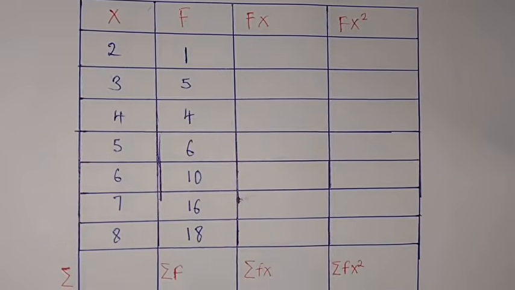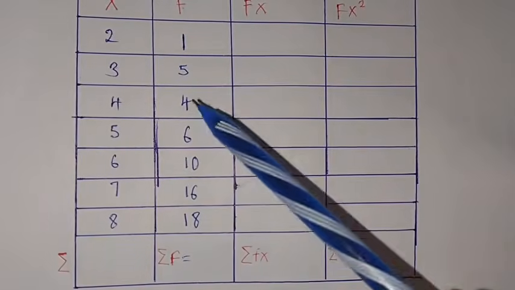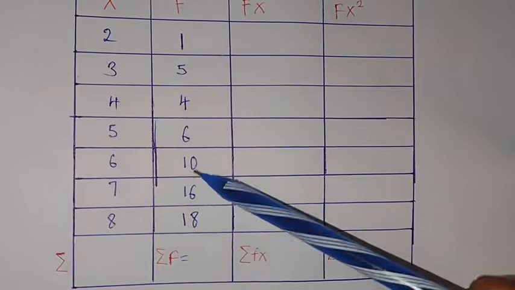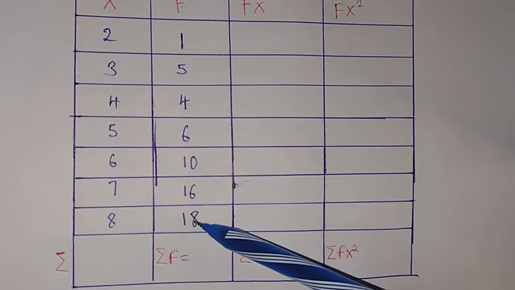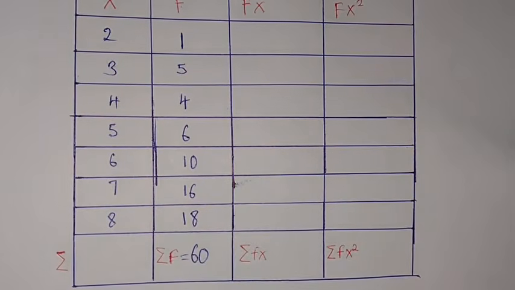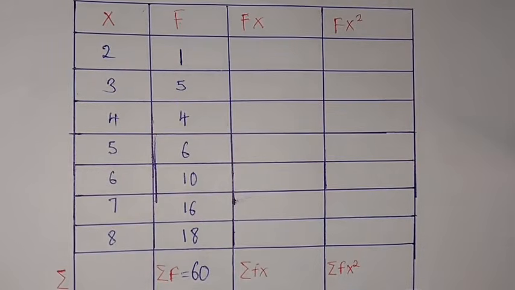So what we are going to do is, since here we have summation of f, we can add all these values: 1 plus 5 plus 4 plus 6 plus 10 plus 16 plus 18. We can add these values, and we are going to get a what? A 60. Okay, so from here we can just now start filling the table.